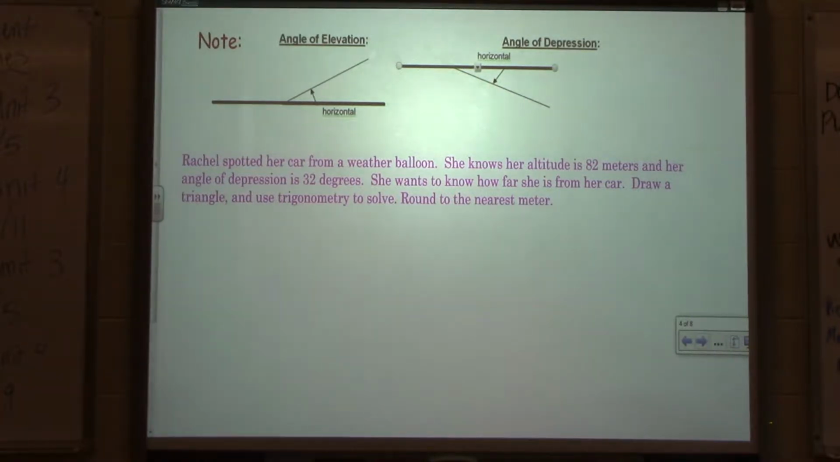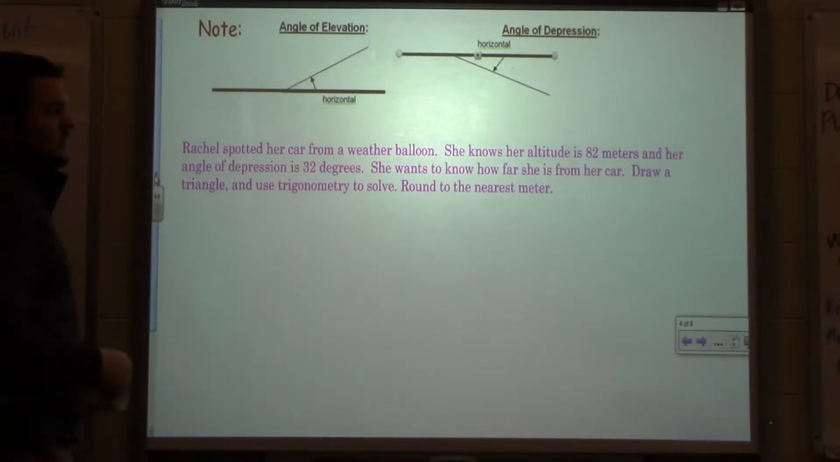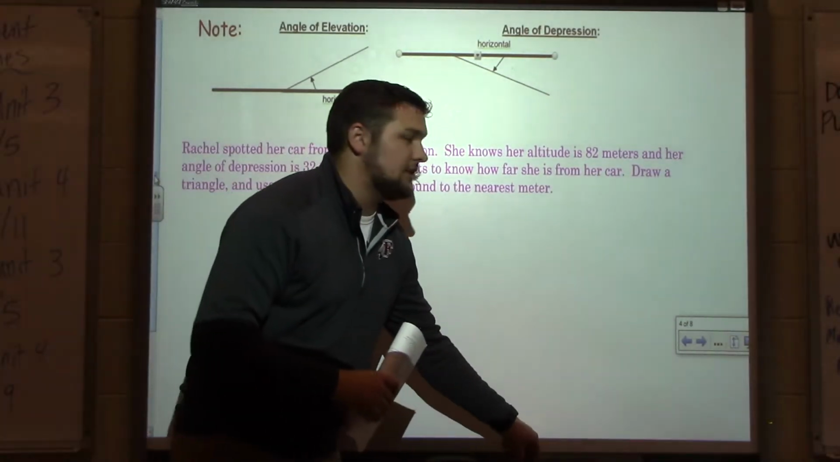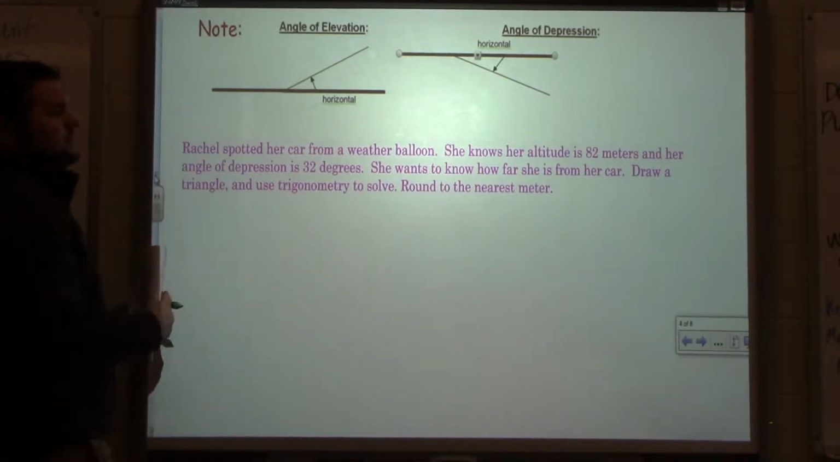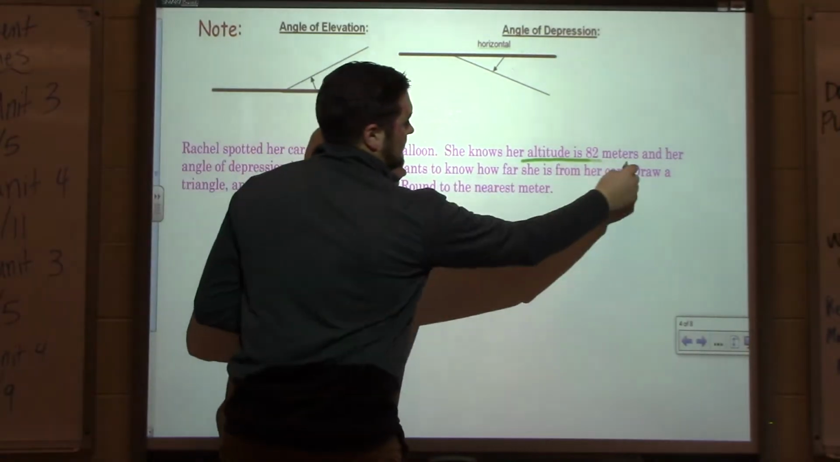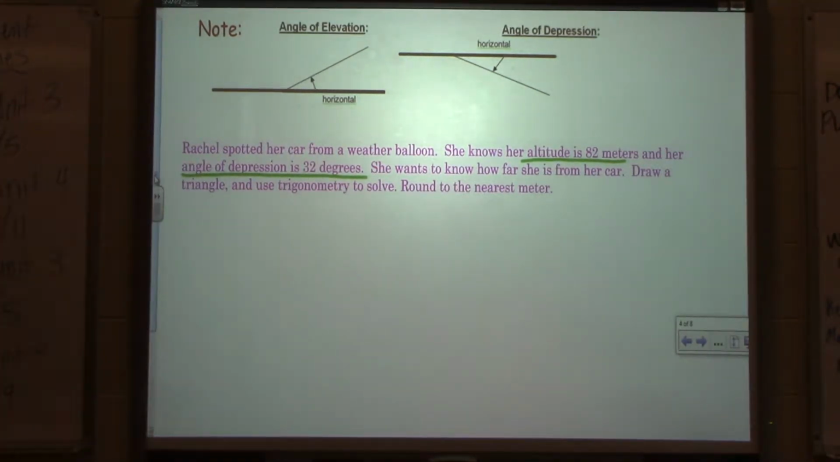Okay? So like at the first one, Rachel spotted her car from a weather balloon. She knows her altitude is 82 meters, right? Altitude means from the ground up to where she is. Her angle of depression is 32 degrees. So we know an altitude of 82, angle of depression of 32. She wants to know how far she is from her car. Draw a triangle and use trig to solve.